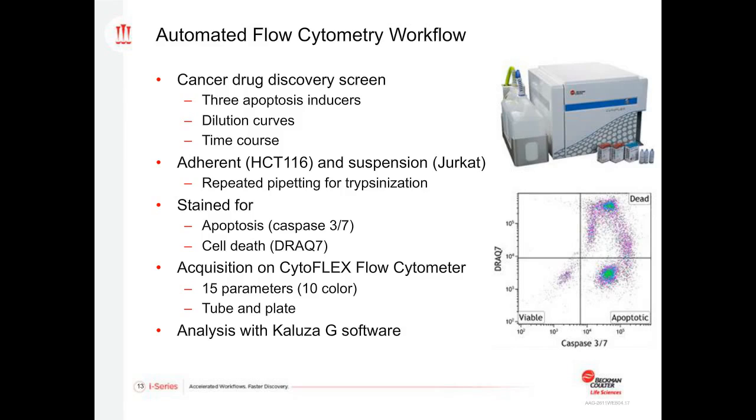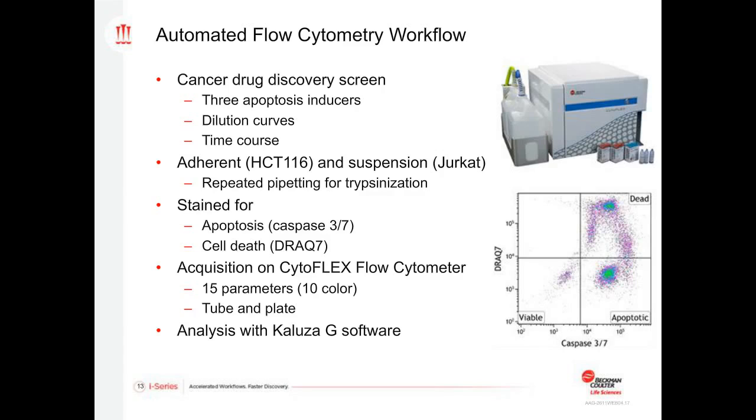As I mentioned before, the HCT116 cells required repeated pipetting using the multi-channel head during the trypsinization step to ensure we had single cells. We then stained the cells with markers for apoptosis using a fluorescent caspase 3,7 substrate. And we also added a DRAQ7 cell impermeable nuclear dye as an indicator of cell death, looking for compromised cell membranes.